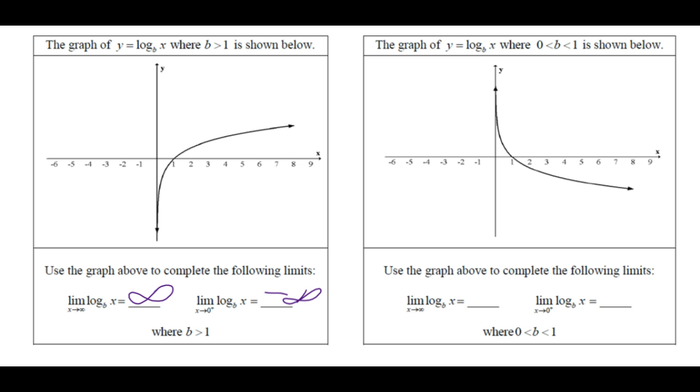Use the graph above to complete the following limits. The limit as x approaches infinity is negative infinity. And the limit as x approaches 0 from above, because you can't go to 0 from below, is infinity.